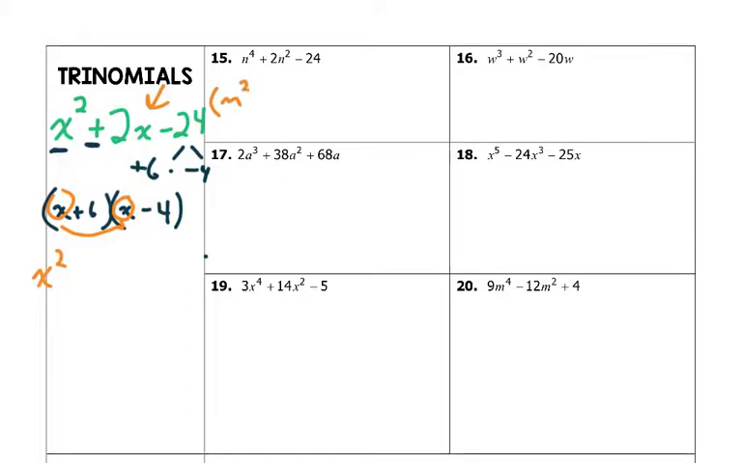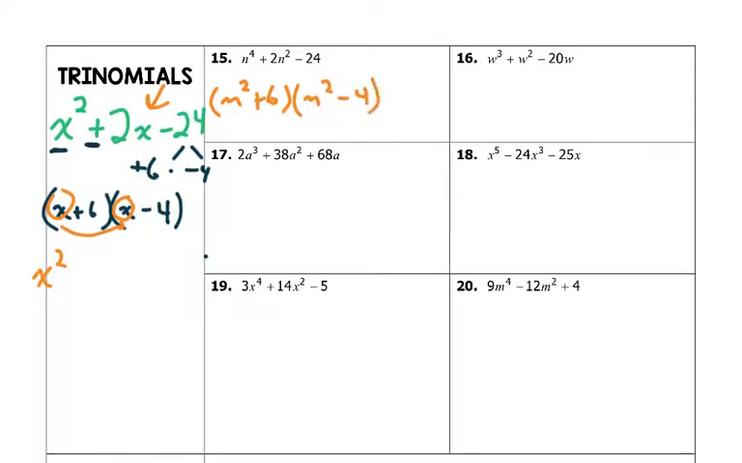So n squared, parentheses, n squared, all right? So what are the two factors of 24 that multiply together? Well, we just did basically the same one, right? So we know it's going to be positive 6 and a negative 4. So we finish this up. We get a positive 6 and minus 4.